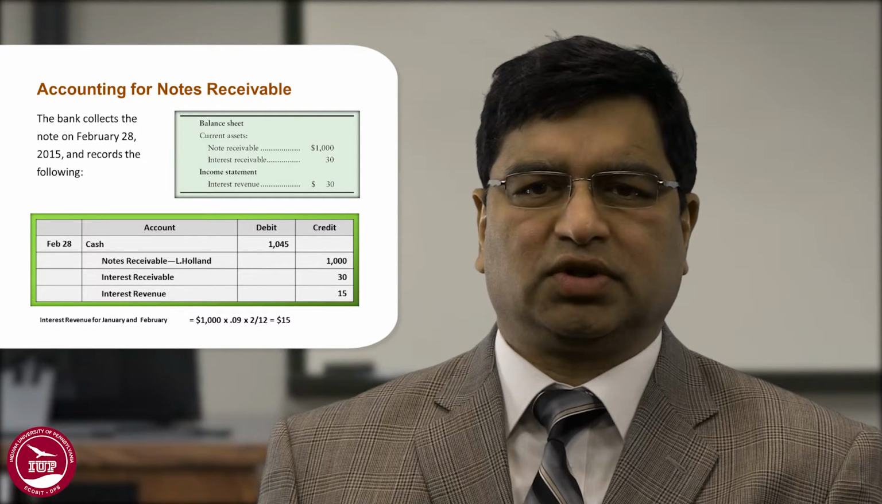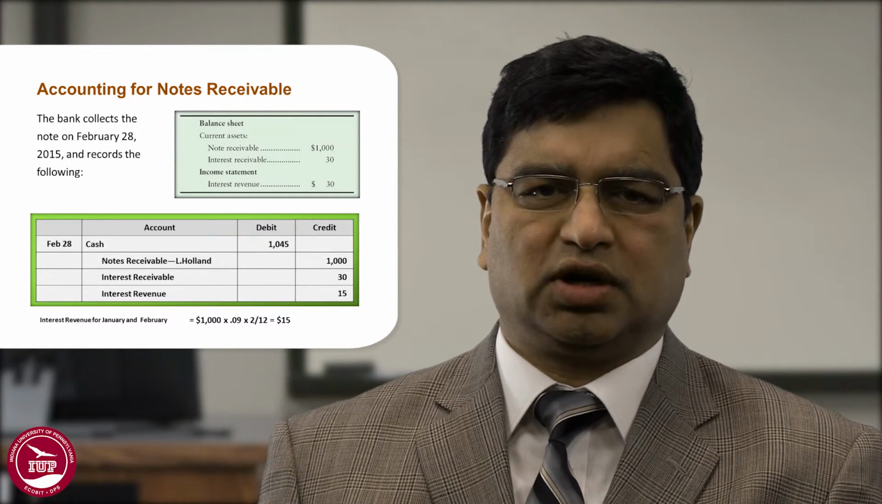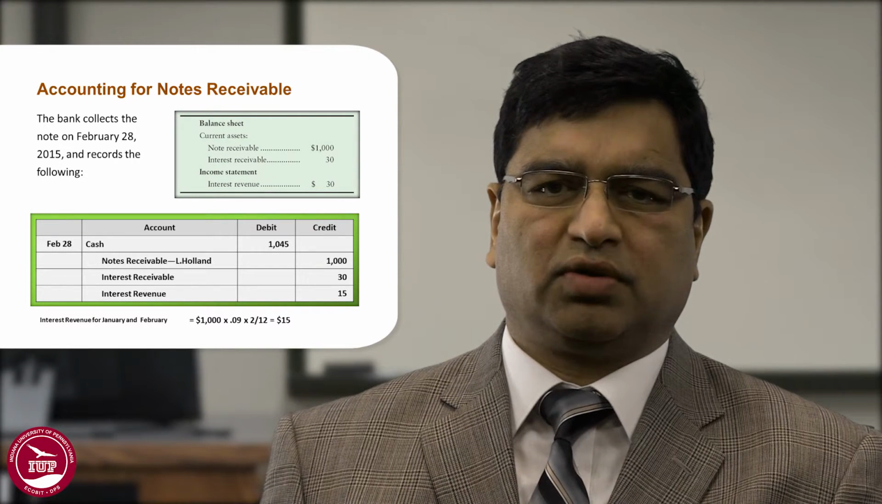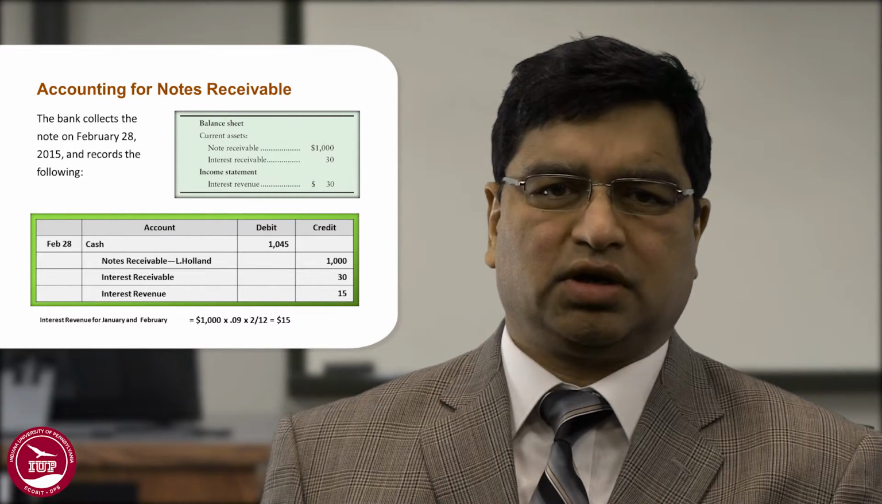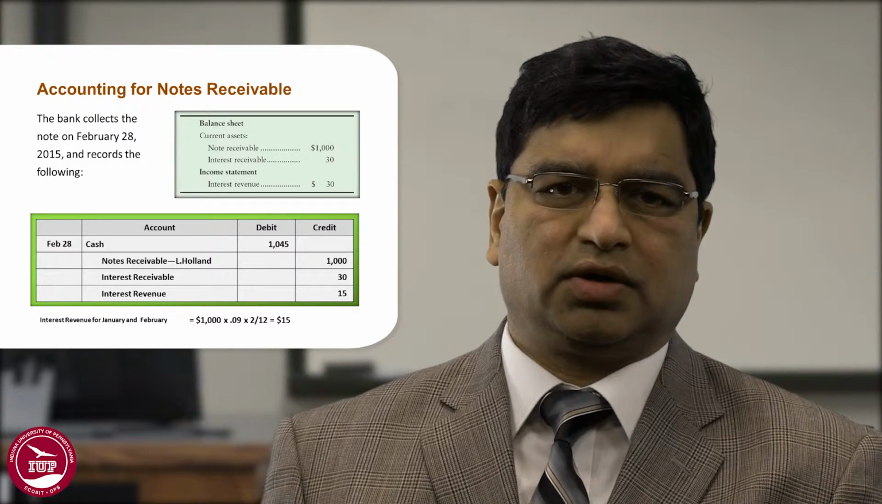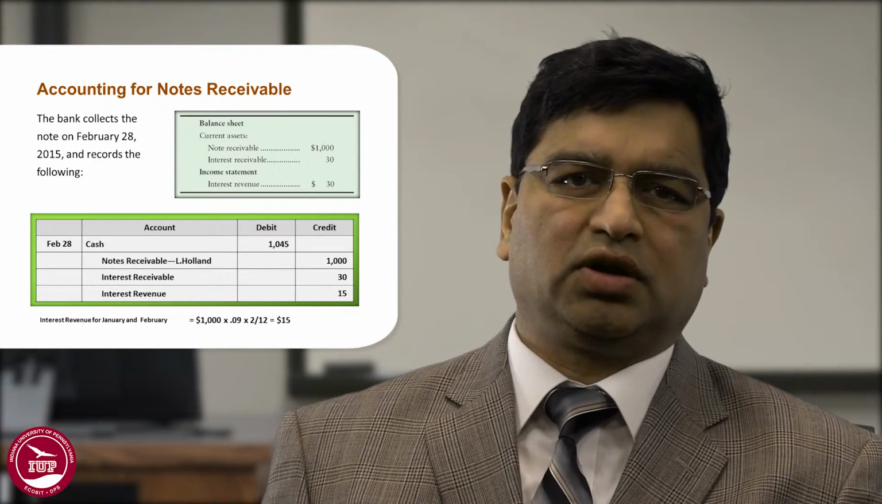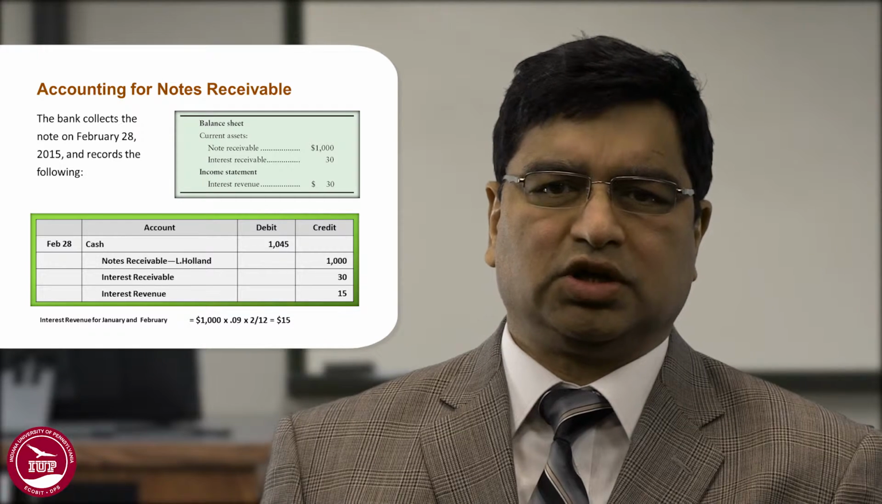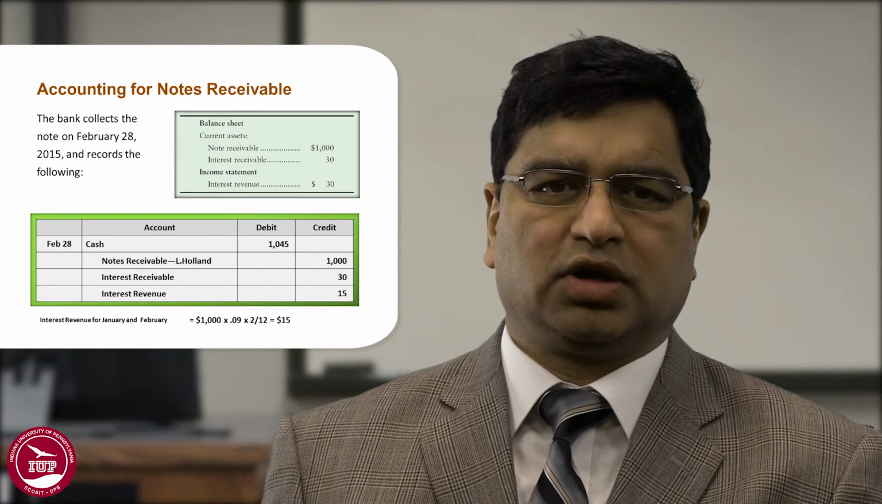So now the total is $1,000 of notes, that is the original amount, interest receivable from the end of last year for 4 months, which was accrued in the previous year, and the interest revenue of $15 for this period, being received from Mr. Holland.